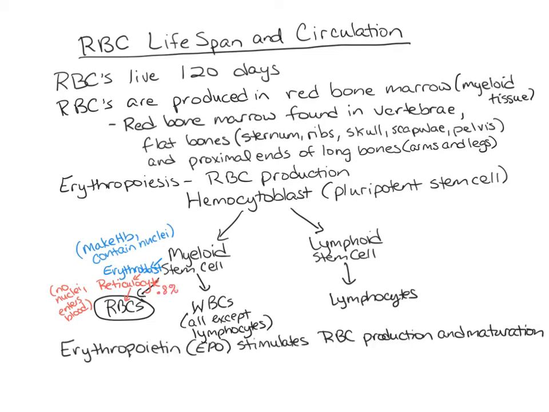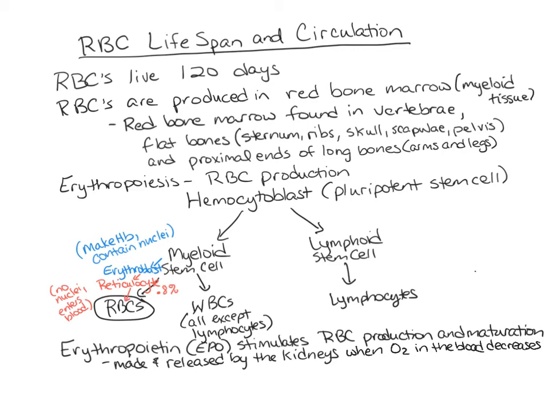A hormone called erythropoietin, which is abbreviated as EPO, stimulates red blood cell production. So it increases red blood cell production. It also speeds up the maturation of red blood cells. So it's speeding up how fast the reticulocytes become mature red blood cells. Erythropoietin is released by the kidneys where it's made whenever the oxygen levels decrease.